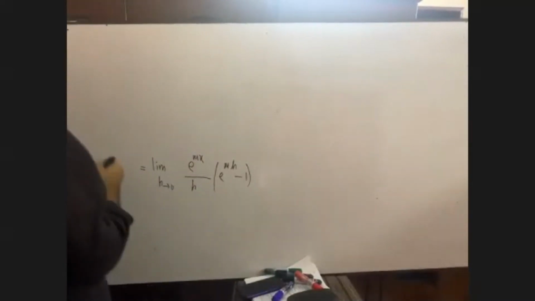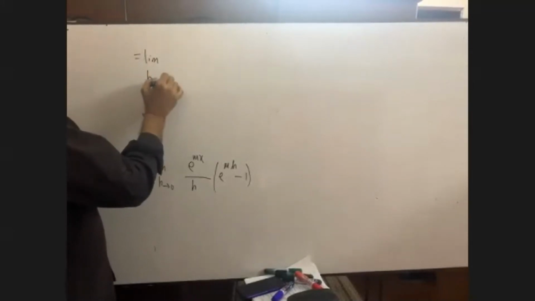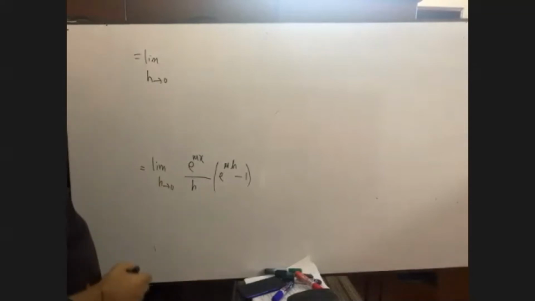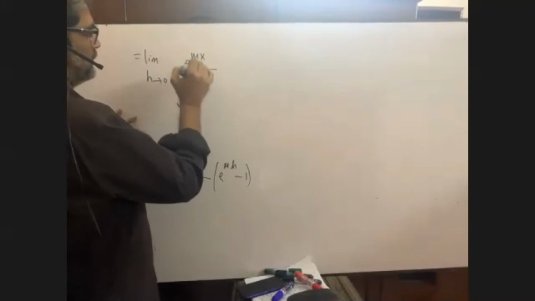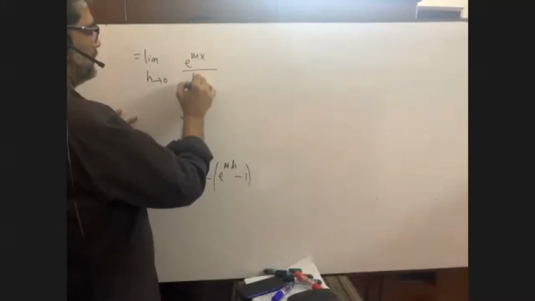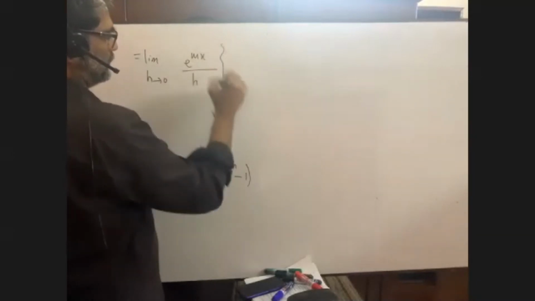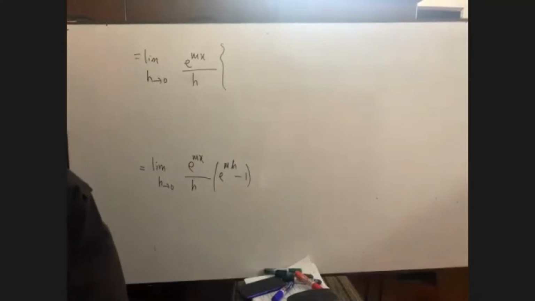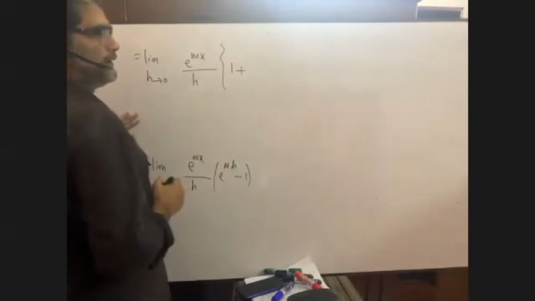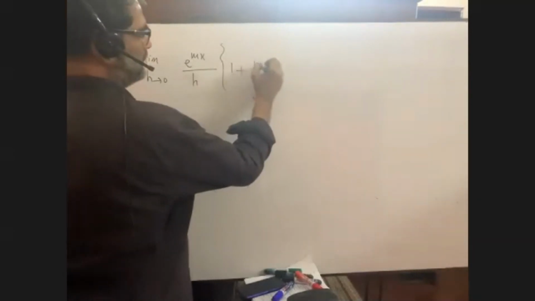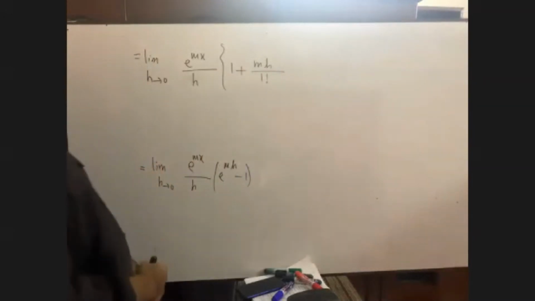Now we see limit h tends to 0, e to the power mx by h. Please let me know what is the formula of e to the power mh. Can you please let me know? 1 plus mh by 1 factorial. Am I right? Yes, sir.